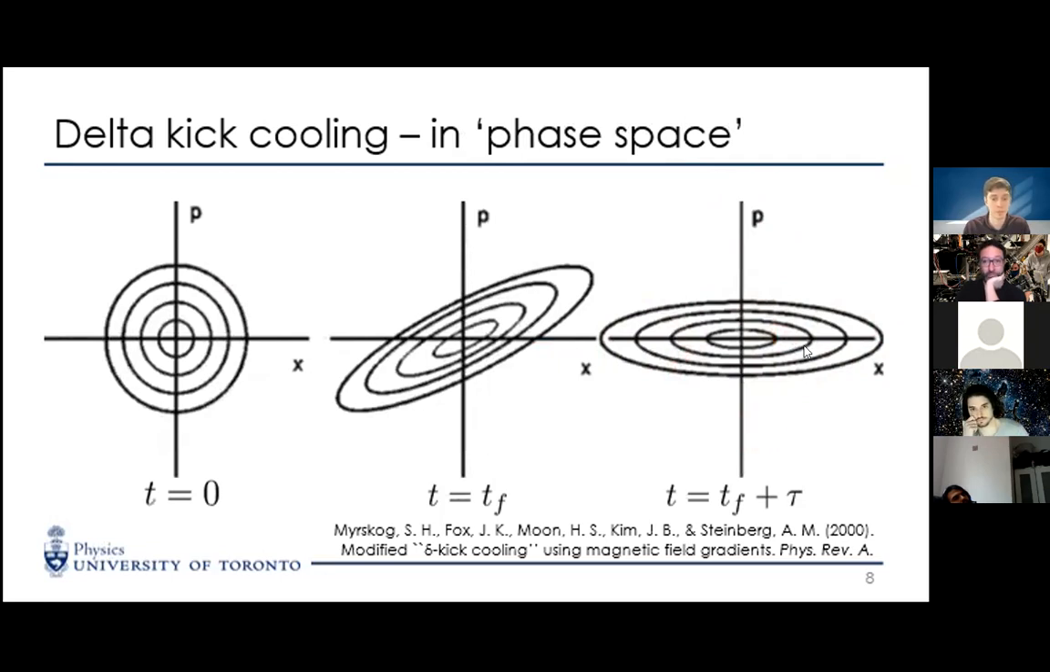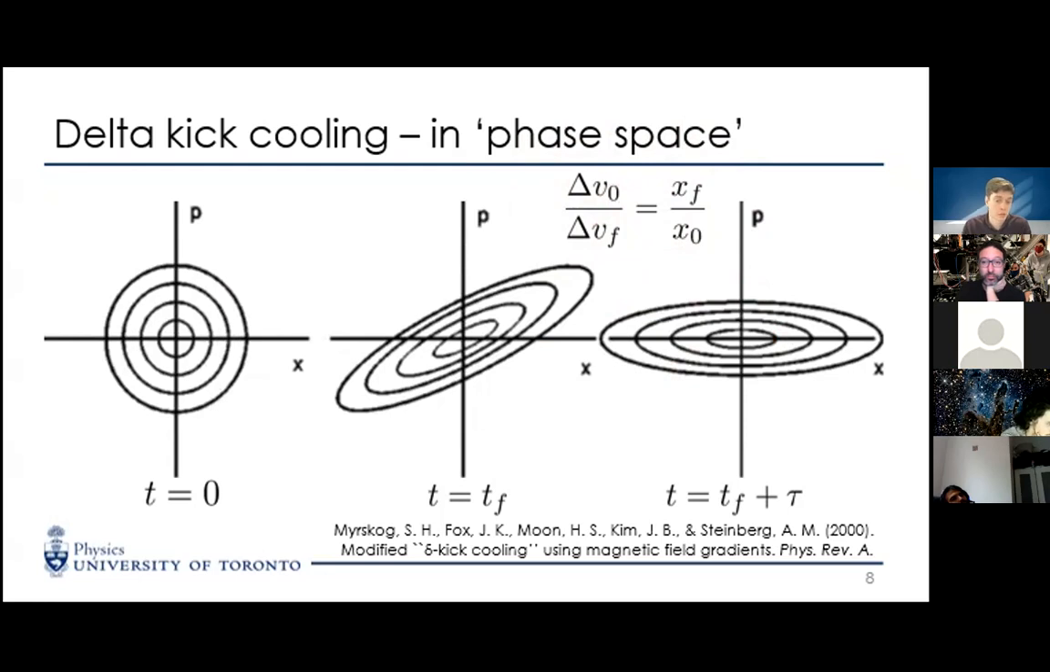Looking in phase space, we also quickly realize that since all of our forces are conservative, Liouville's theorem guarantees that phase space area is conserved. So the factor by which we can compress the momentum distribution is related to the factor by which our cloud is expanded.